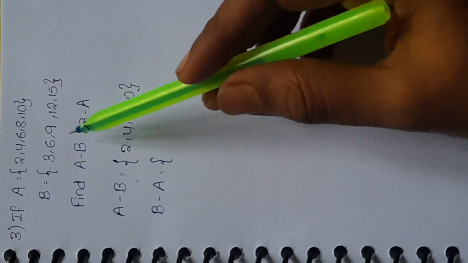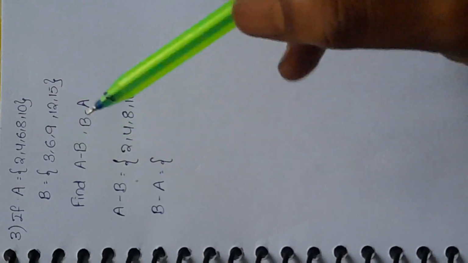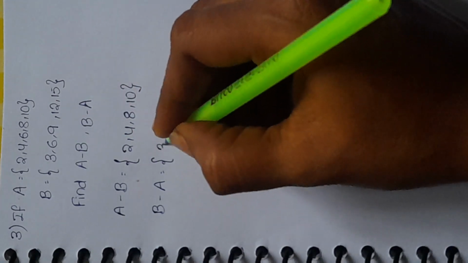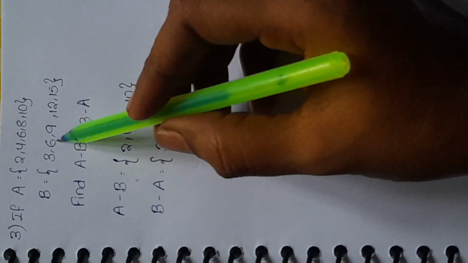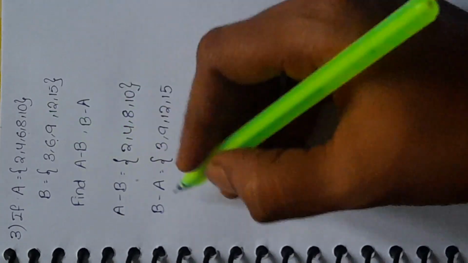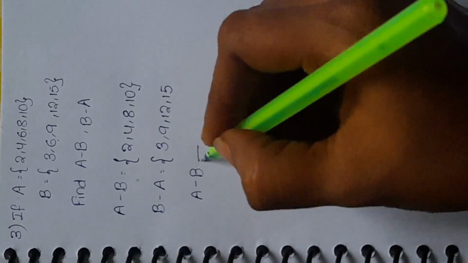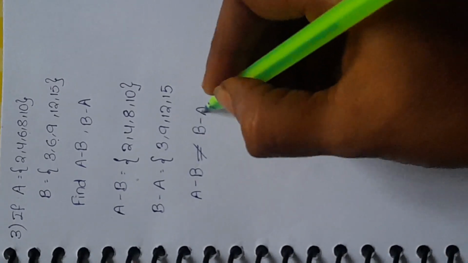Now B minus A is, we should take the elements which are present only in B and not in A. Now we should take 3, 9, 12, 15. 6 is present in A also, so we should not take 6. We can conclude that A minus B is not equal to B minus A.